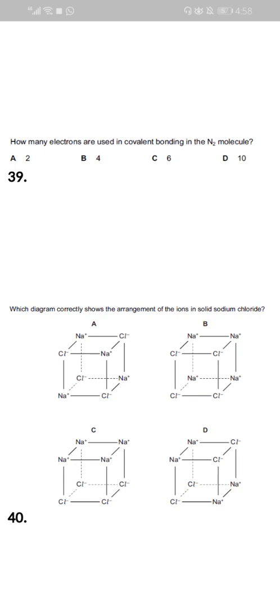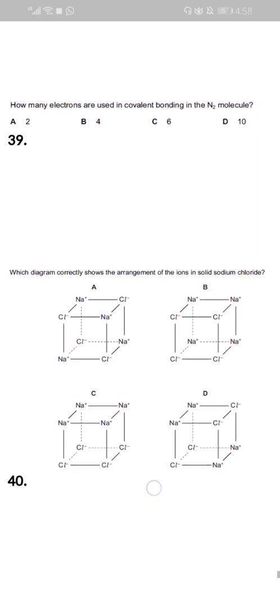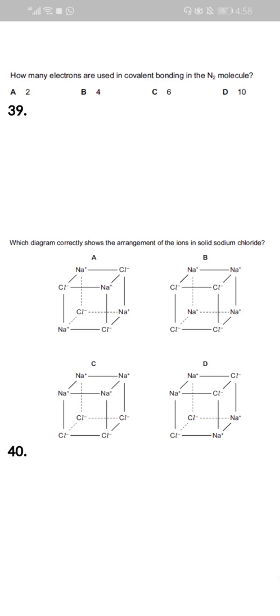39. Which diagram correctly shows the arrangement of ions in solid sodium chloride? In the first section of this worksheet, I have explained the structure of sodium chloride, the lattice of sodium chloride. The crystal lattice structure of NaCl is arranged in such a way that each Na+ ion is surrounded by chloride ions and chloride ions are surrounded by Na+ ions.